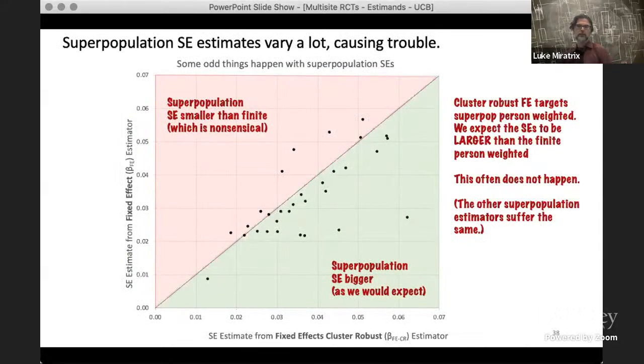In particular, sometimes the superpopulation standard errors are so unstable that, this is our empirical data, in the top left pink rectangle, we're seeing that the standard errors sometimes in the superpopulation are smaller than the standard error for the finite, which is nonsensical. This is due to instability in estimating the superpopulation standard error. That's sort of what's driving these discrepancies.